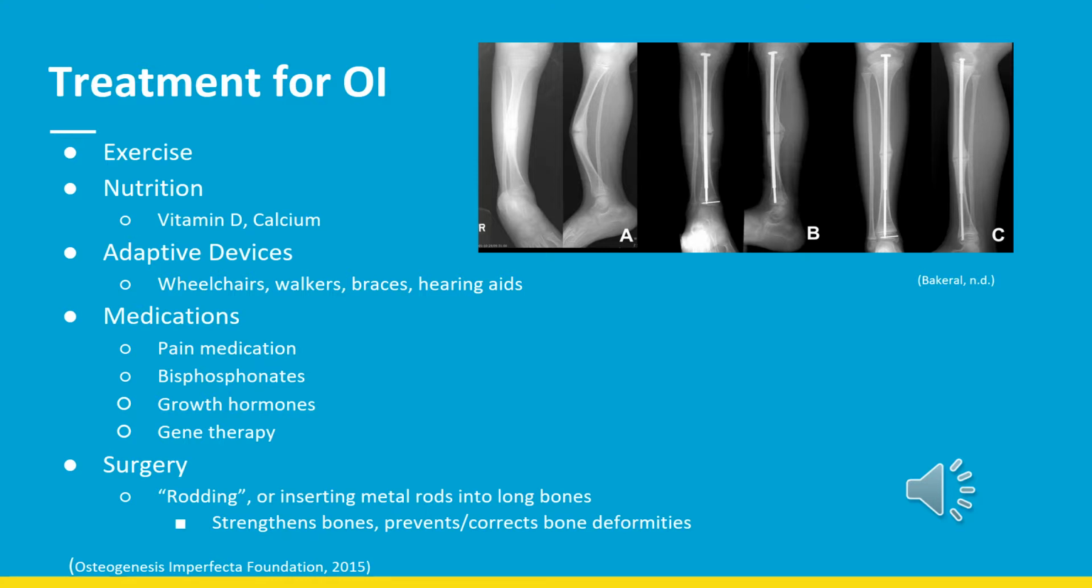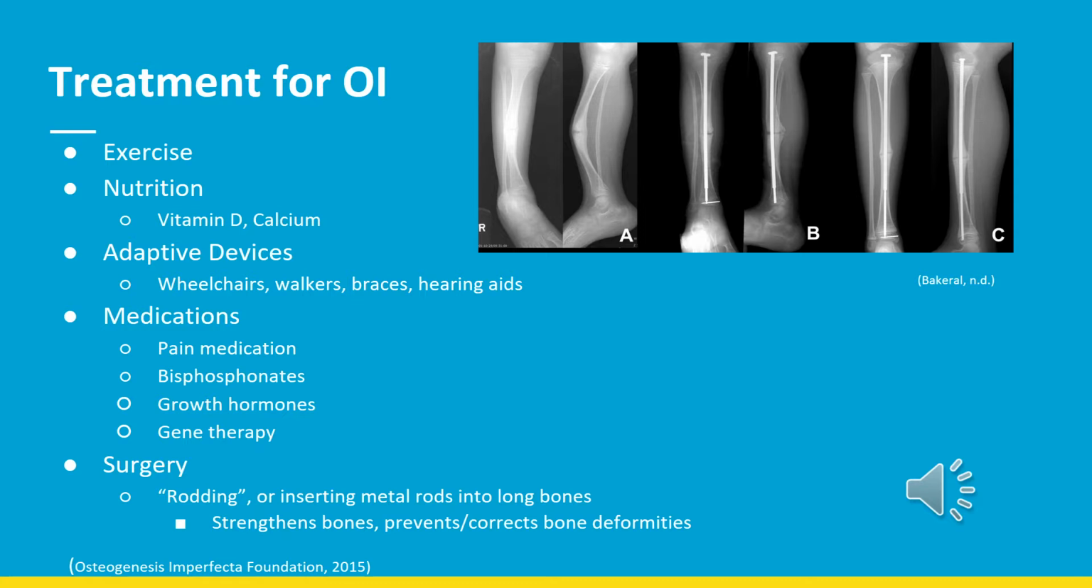Adaptive devices can be considered with those with OI, such as wheelchairs, walkers, braces, and hearing aids. Additional modifications may include crowns for their teeth and supplemental oxygen for respiratory issues. Medications can include growth hormones and gene therapy, as well as those for pain management.